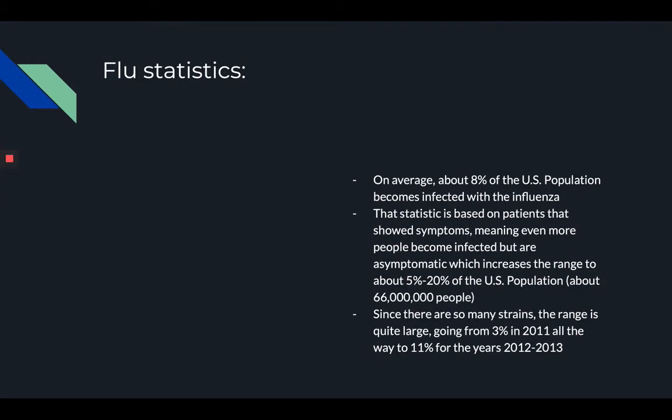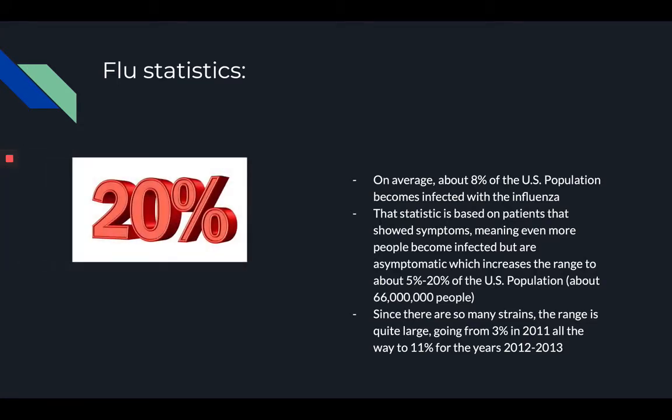So, some numbers about the flu. On average, about 8% of the US population becomes infected with the influenza. That statistic is based on patients that show symptoms, meaning that the numbers would be much higher if it were to include asymptomatic patients. If it were to include them, it would range from about 5% to nearly 20%. And to put that into actual numbers, that would be about 66 million people.